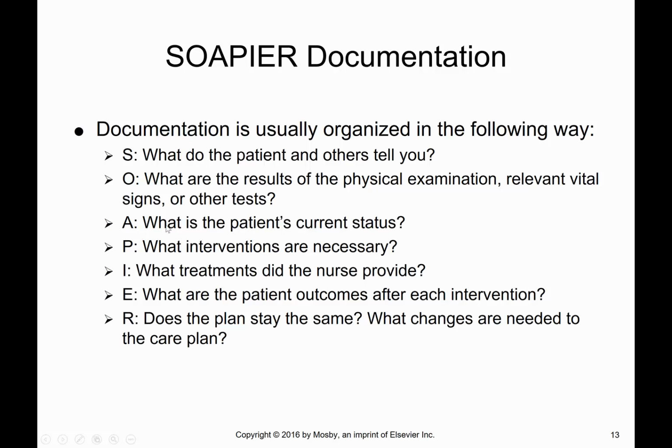A stands for assessment. What is the patient's current status? P stands for plan. What are the interventions that you need to do that are necessary for this patient? The I stands for interventions that the nurse provides. E stands for the patient outcomes, or evaluation of the intervention. Did it work? And then R, so you reevaluate the plan. Does the plan need to stay the same?